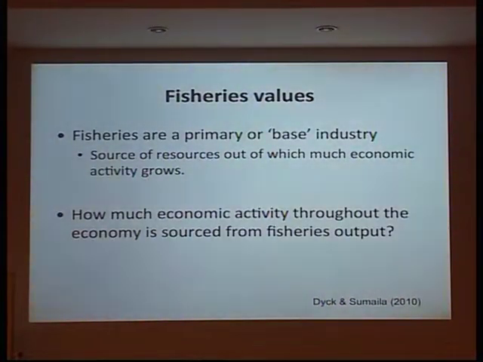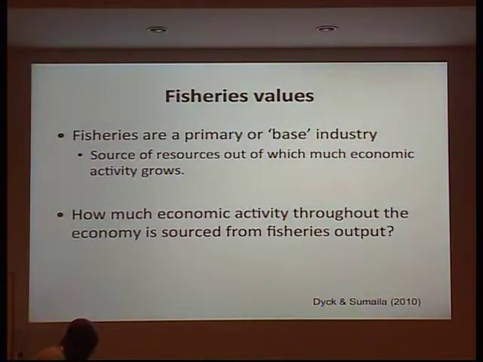So, fisheries values. Many of us economists consider fisheries as primary or base industries. The fish is a primary industry, a basic industry. You start from there and build on it, and you can name a number of basic industries, and fish is one of them. It's a base on which many things are built, a source of resources out of which much economic activity grows. The question is how much economic activity throughout the economy is sourced from fisheries and can be attributed to fisheries. When you go to a restaurant and pay for your meal, how much of the value or the profit made by that restaurant can be attributed to the fish? That's it.